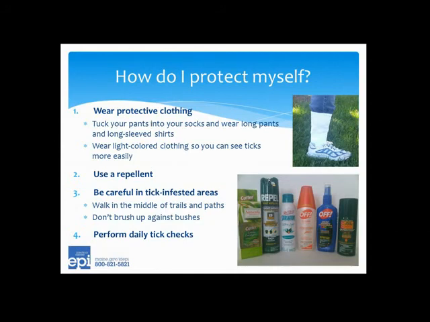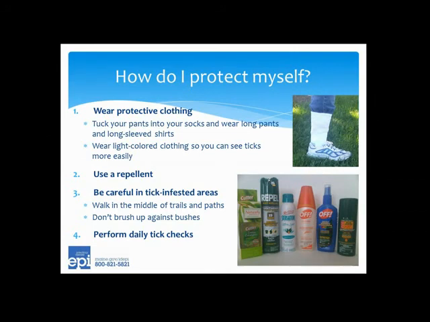The other protective clothing that you can wear is light colored clothing. Ticks are dark, that dark brownish black, so if you're wearing lighter colored clothing, ticks are easier to see. Next up is use a repellent. These are the same repellents that are approved for mosquitoes, so there are 5 of them. 4 of them are approved for use on skin, and that's DEET, picaridin, IR3535, and oil of lemon eucalyptus. Oil of lemon eucalyptus is the only natural repellent that is approved as being effective.